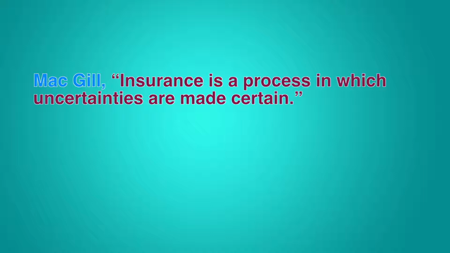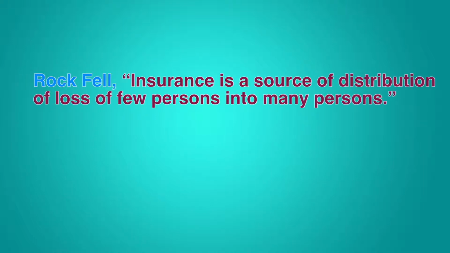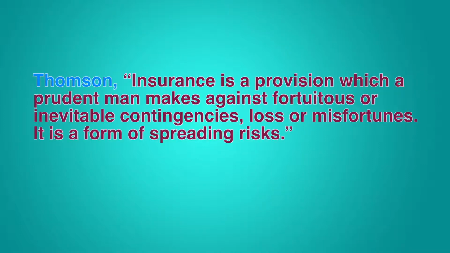According to McGill, insurance is a process in which uncertainties are made certain. According to Rockwell, insurance is a source of distribution of loss of a few persons into many persons. Let me repeat this: few persons' loss into many persons. Thomson has defined it as a provision which a prudent man makes against fortuitous or inevitable contagious loss or misfortunes. It is a form of spreading risks.